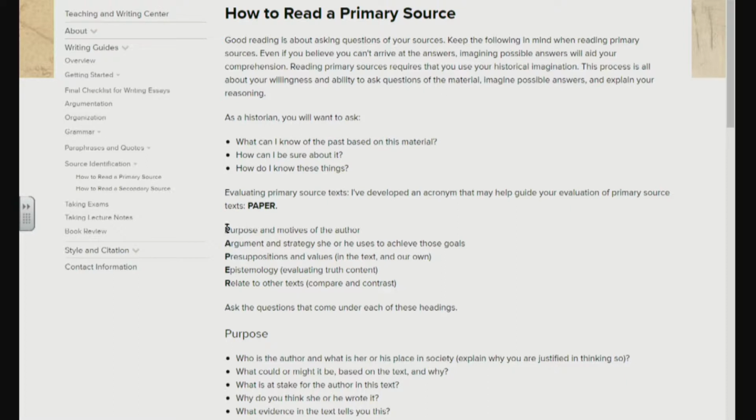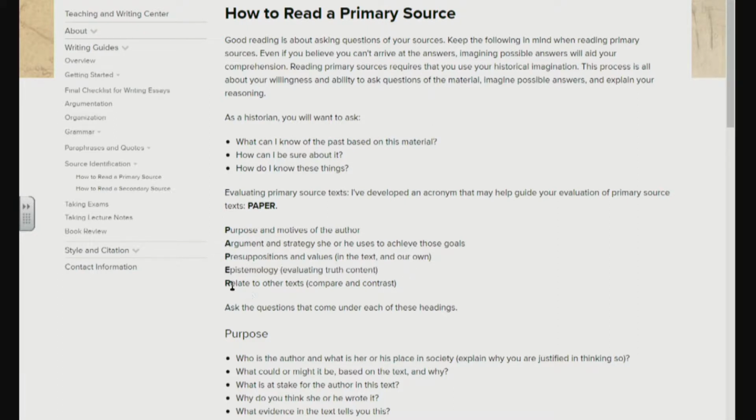PAPER means, one, what is the purpose and the motives of the author? So purpose. Number two, you want to understand what the argument and the strategy she or he uses to achieve those goals is. So you have to read the document for both. The third thing in PAPER is understanding the presuppositions and values in the text, both the author's and our own. And then you want to study the epistemology, that is, evaluating the truth content of this document. That comes back to this question, how do I know that these things are true?